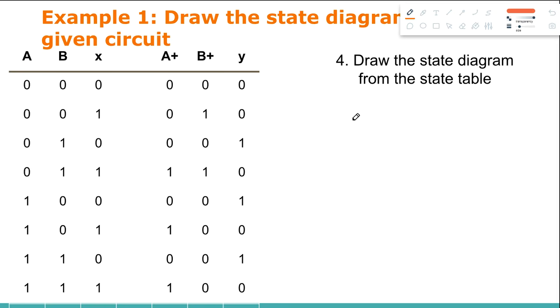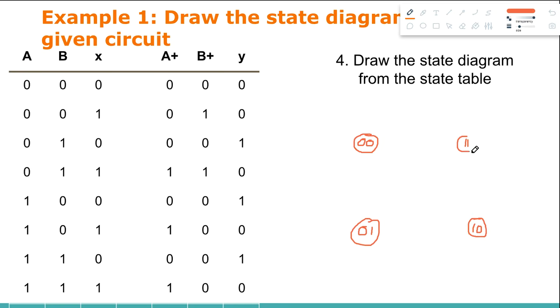To draw the state diagram, we have to create different states, right? We're using 2 flip-flops here. The circuit had 2 flip-flops, remember. So the formula is: if you have m number of flip-flops, then you get 2 to the power m number of states. We had 2 flip-flops, so 2 to the power 2, that means 4 states. The 4 states would be 00, 01, 10, and 11.